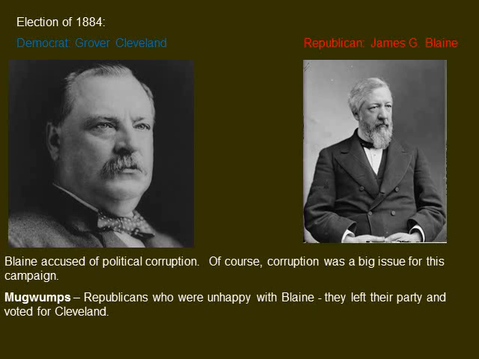He's going to get the support of what are called mugwumps, who are Republicans who aren't happy with Blaine. They don't like him. They think he's not a good candidate because of his connections to political corruption. So they're going to flee the party and vote for the Democrat. And Cleveland is going to end up winning the election.